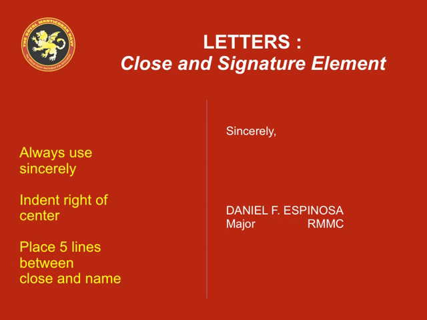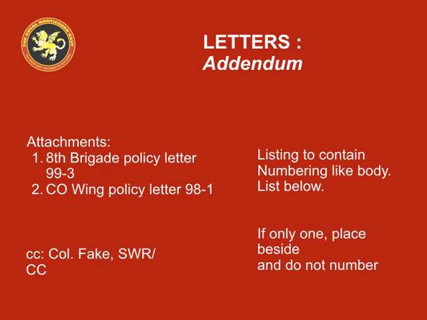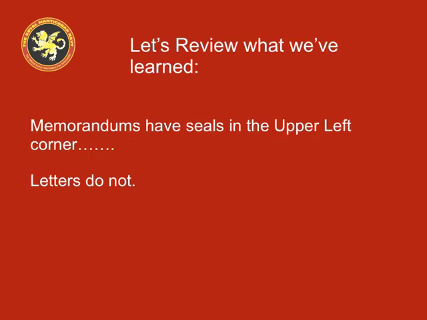It is indented 1/2 inch right of the center line, and then 5 lines before the signature itself. This gives room for the letter to be signed if printed out. Attachments follow below the signature by 2 lines.